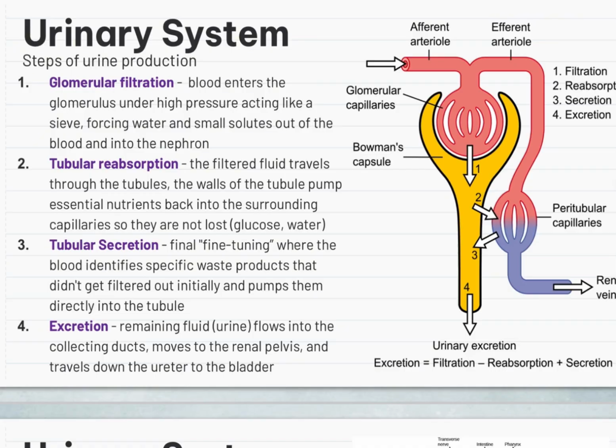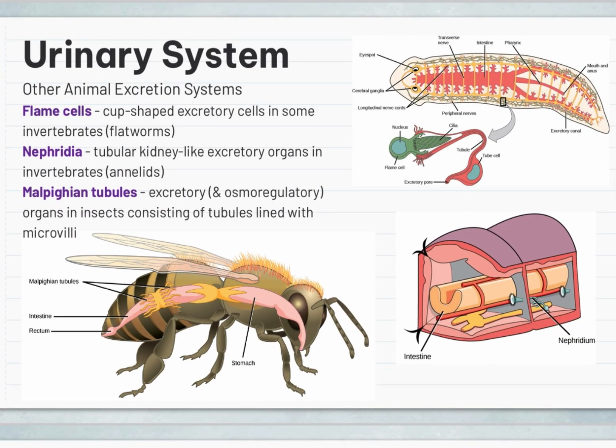Tubular reabsorption is where the filtered fluids travel through the tubules, and the walls of the tubules then pump the essential nutrients back into the surrounding capillaries so that we're not losing excessive amounts of glucose or water. In fact, we want to keep those. And then tubular secretion is the final fine-tuning, where the blood identifies specific waste products that didn't get filtered out initially, and then pumps them directly into the tubules. Finally, excretion. The remaining fluid, urine, flows into the collecting ducts, moves to the renal pelvis, and travels down the ureter to the bladder.